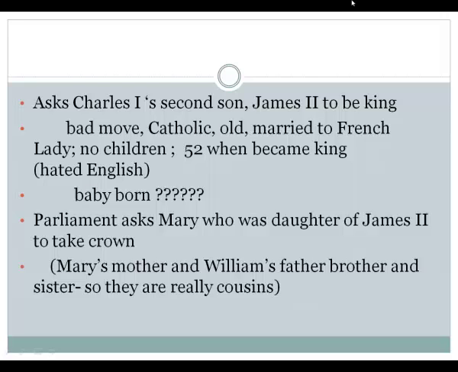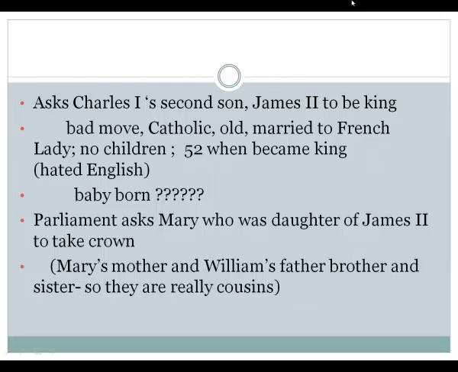Now, this is where I had an awful hard time. I can't imagine what Parliament was thinking. If they had looked at James a little bit closer, they would have realized it was a very bad mistake. Now, I know he's noble blood, and he's the son of a king, but he's Catholic. He's married to a Catholic woman. He's 52 years old, and he hates the English for what they did to his father. So, I mean, it's a bad scenario.